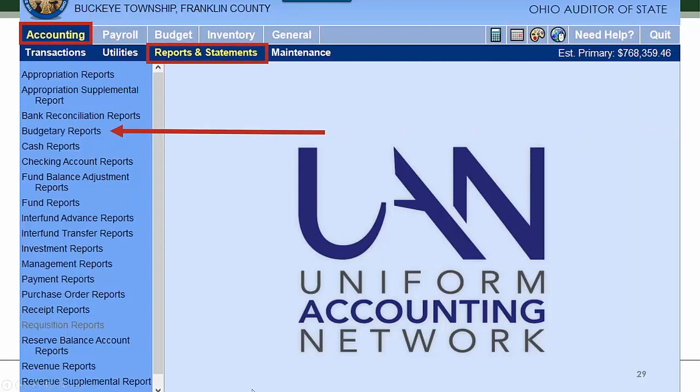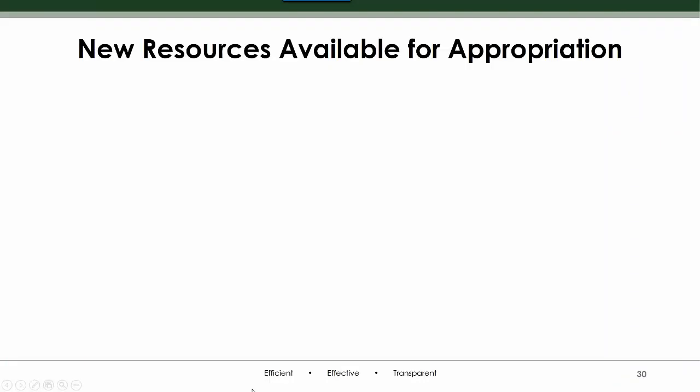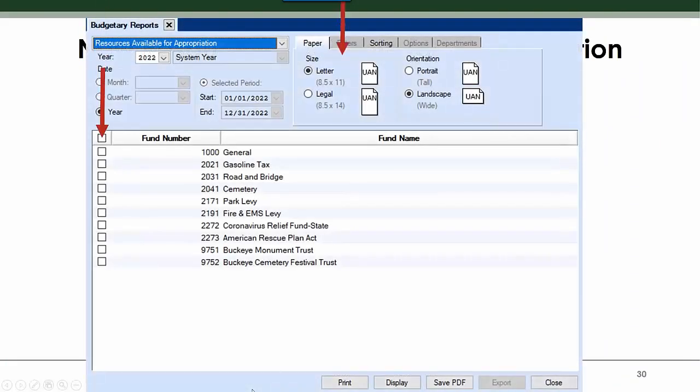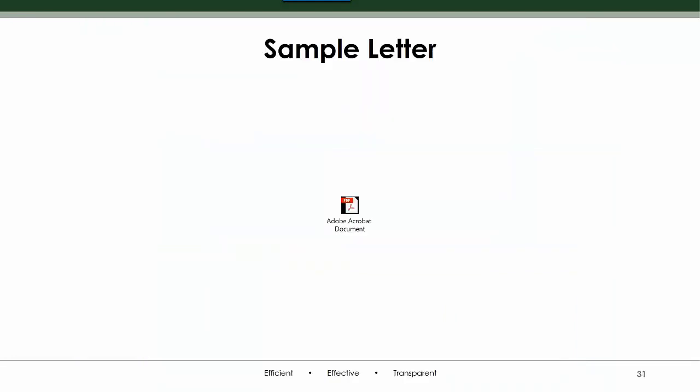So accounting reports and statements, budgetary reports, and resources available for appropriation, because my county likes that as well. Remember, my county auditor wants to see that. And again, print or save as PDF, whichever you like. Now I want to show you my sample letter.